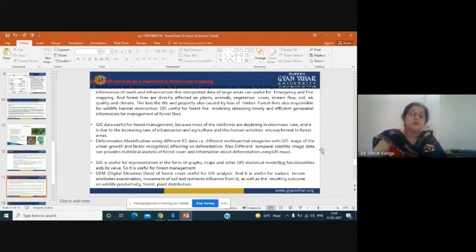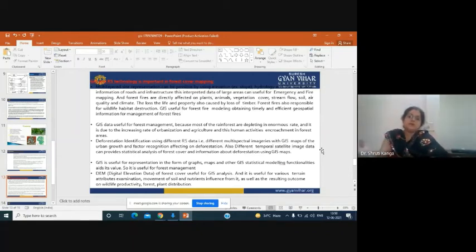GIS also plays a useful role in the management of forests, because the rainforests are depleting at an enormous rate. This is due to the increasing rate of urbanization and agriculture, as human encroachment into forest areas is growing. They are converting forest land into areas for agriculture, urbanization, and setting up various hotel industries, which is very common, due to which the normal forests are being disturbed.